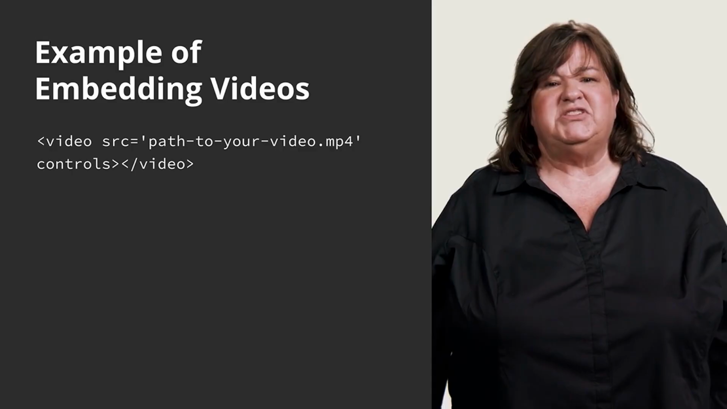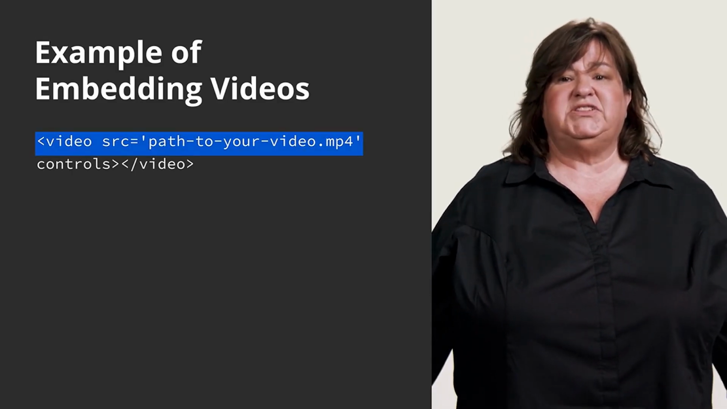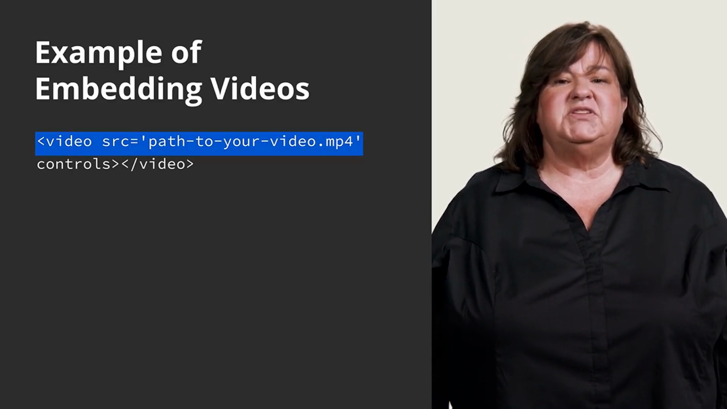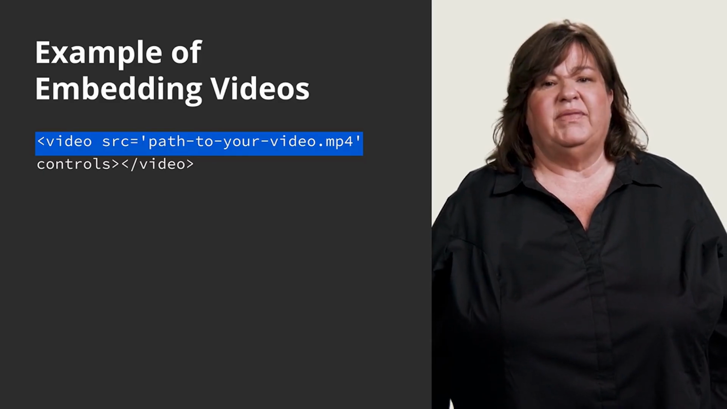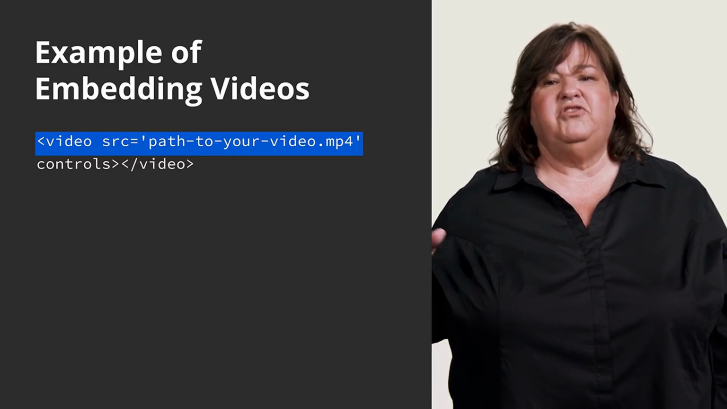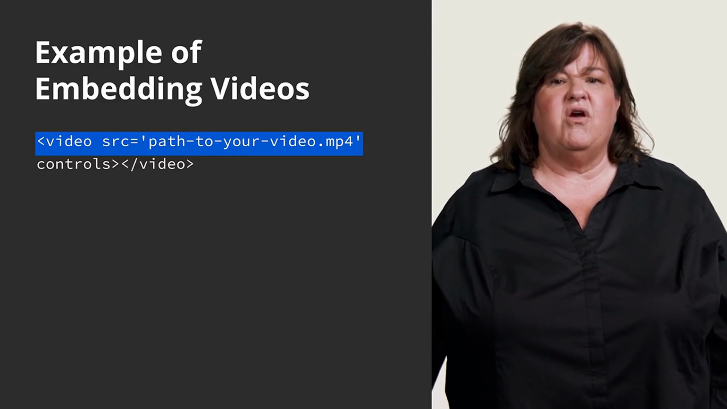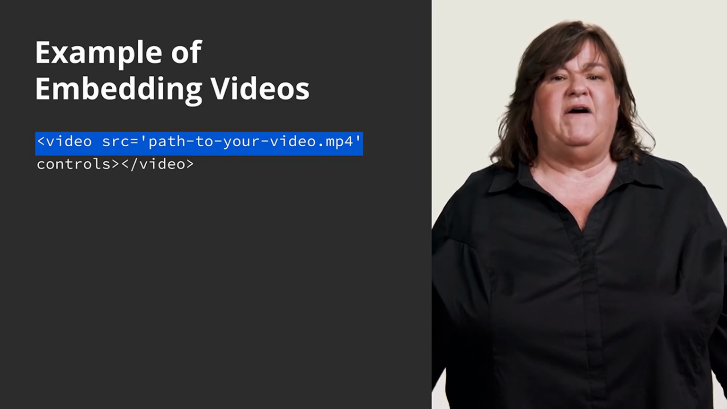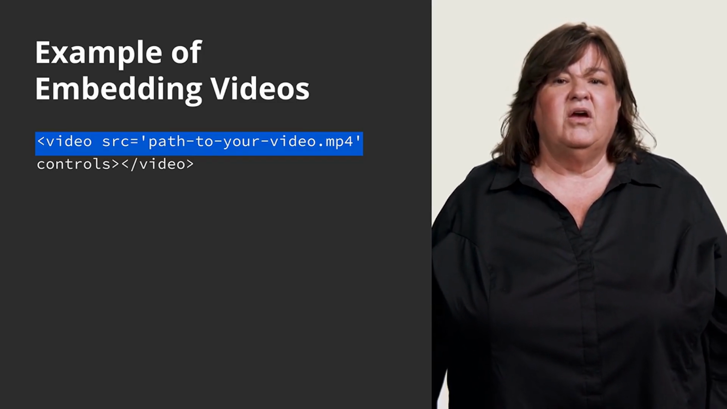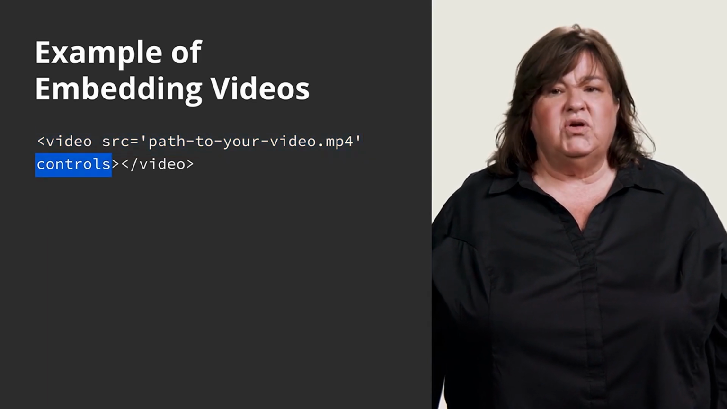In this example, we start with the SRC attribute, which stands for source. This points to the location of the video file. Here it's set to path to your video.mp4, which would be replaced with the actual file path to your video. We also add the controls attribute.